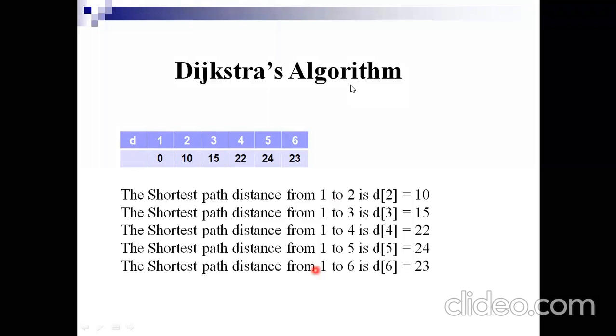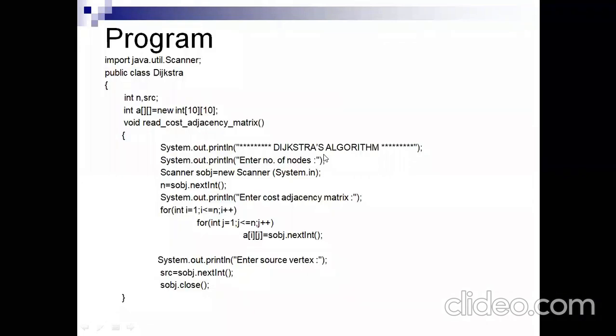So coming to the program here, first I will have to read the matrix. I have a class called register. Inside this class I have 3 methods: read, minimum distance, and the shortest path method, along with the main method. So I declare n comma source, which is the number of vertices and the source vertex. A is your cost adjacency matrix. I've already told you this in Prim's. So reading the cost adjacency matrix, ask the user to enter the number of nodes, and also to enter the cost adjacency matrix.